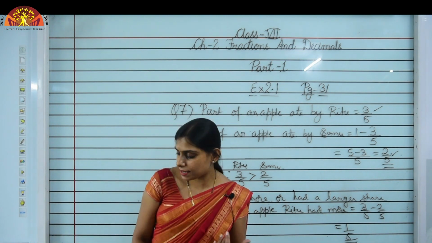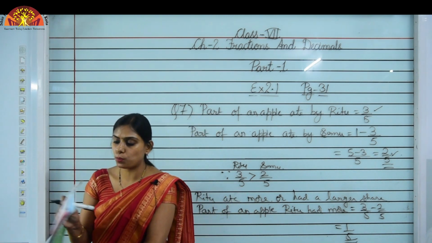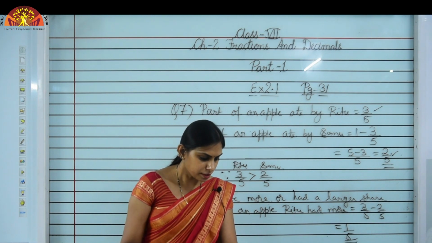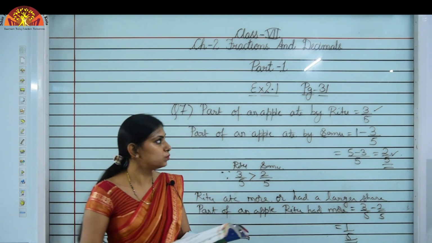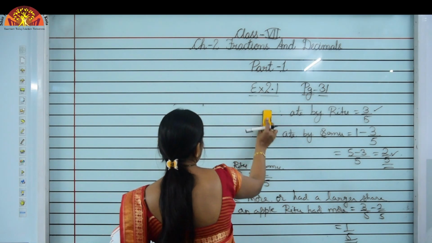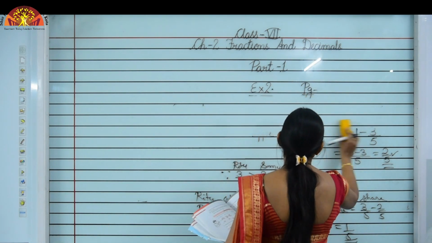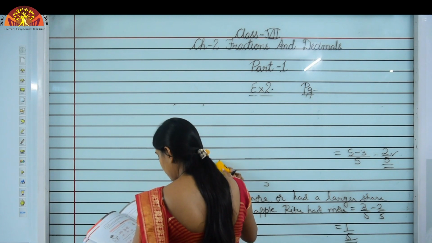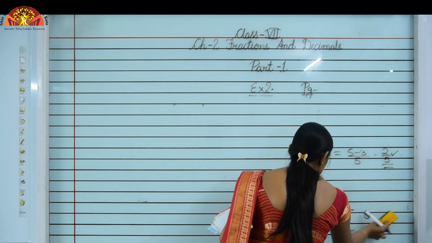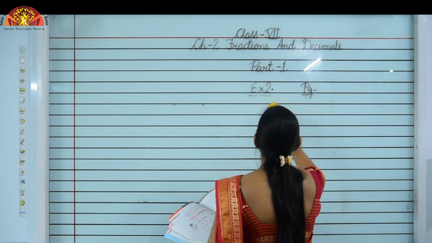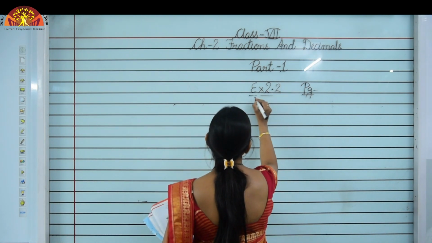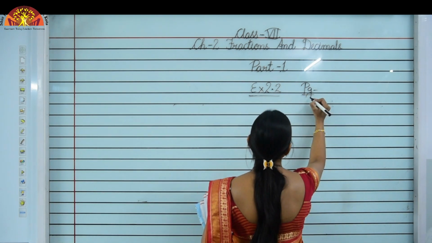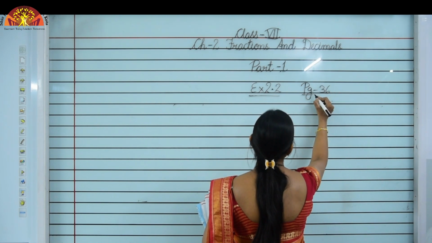Now just go through another exercise. Take out exercise 2.2. Now just open page number 36, that is exercise 2.2. Please students go through the question. That is exercise 2.2, on page number 36. Page number 36. Now just see, children, question number 5.